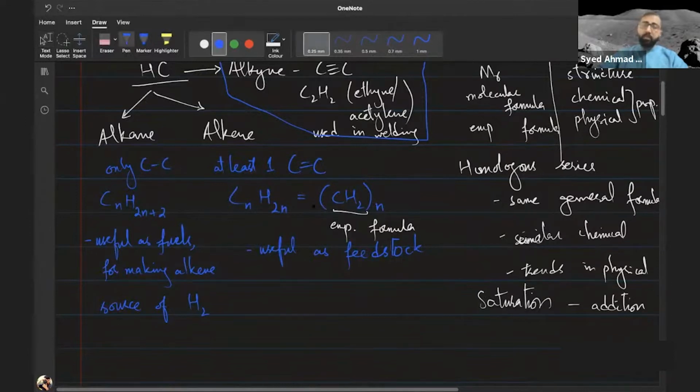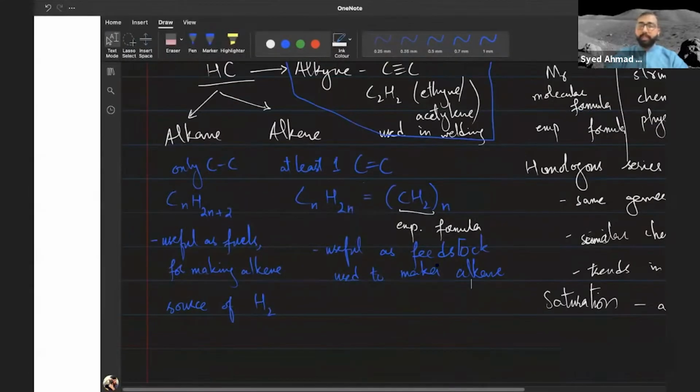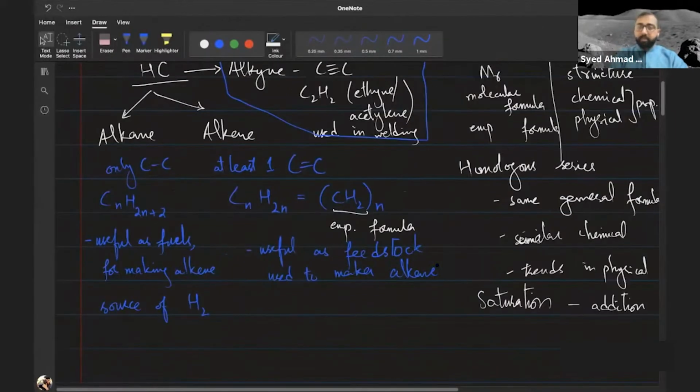The second thing you need to know about alkene is that they can be converted to alkanes. So that is the second thing you need to know about them, that you can add hydrogen to these things and you will get alkanes there. तो ये हमारे पास next बात होगी कि हमारे पास alkenes जो हैं they are useful as feedstock, हम उनसे बहुत सारी चीजें बना सकते हैं. One of which is alkane.